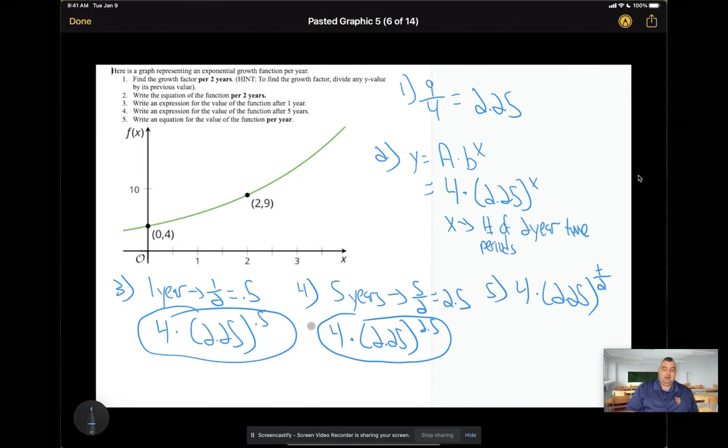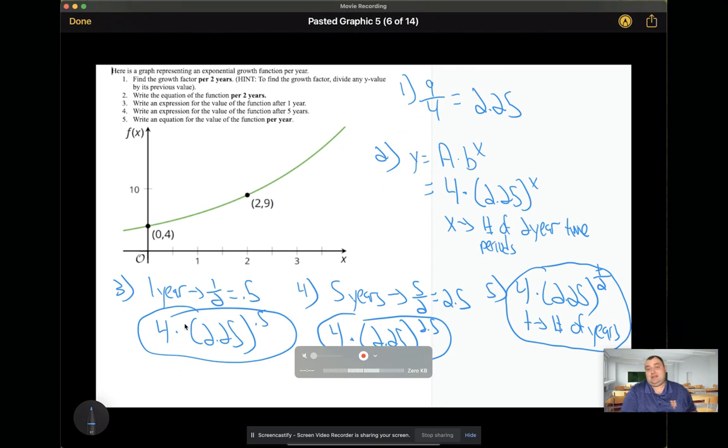If I plugged in t equals 1, I would get a half. If I plugged in t equals 5, I would get 2.5. So t in this case is now number of years. So that is my equation for the value of the function per year, and that is it for this lesson.